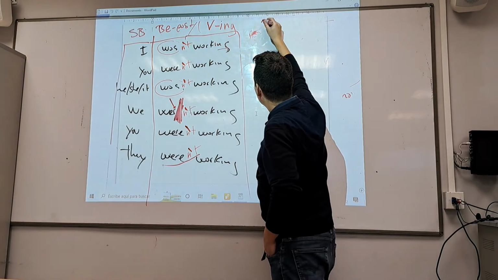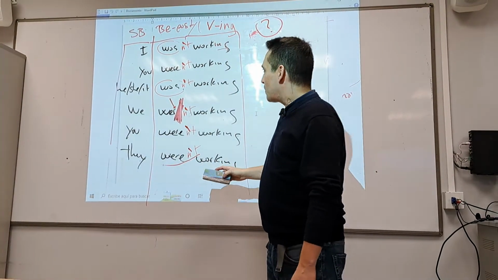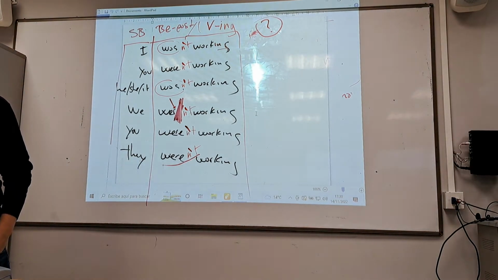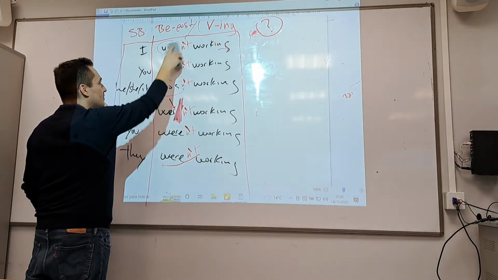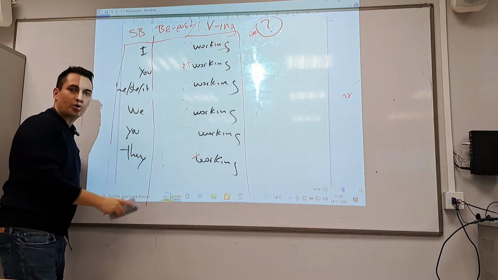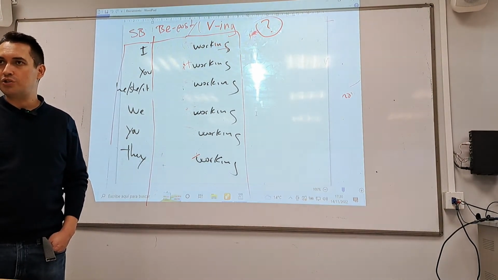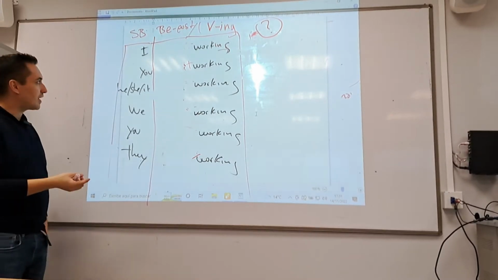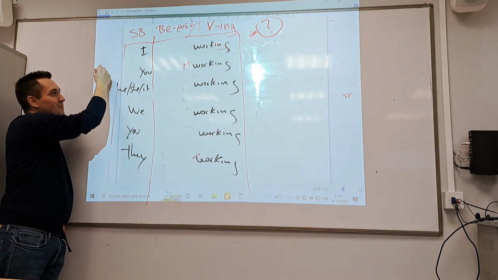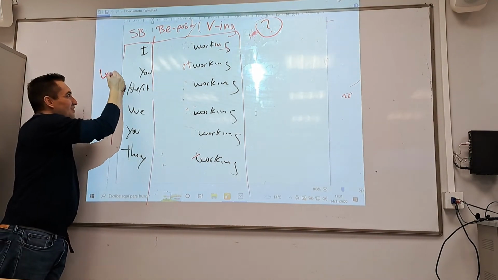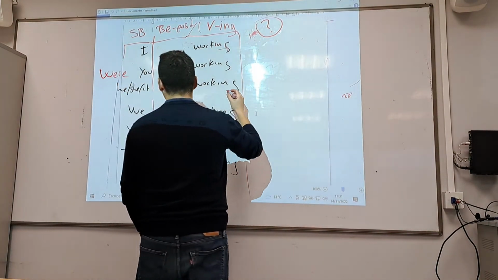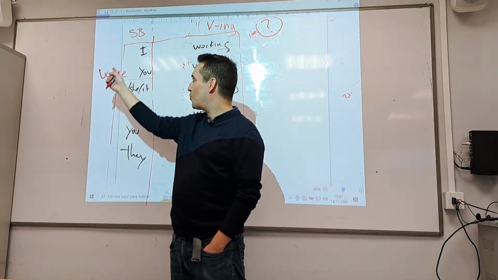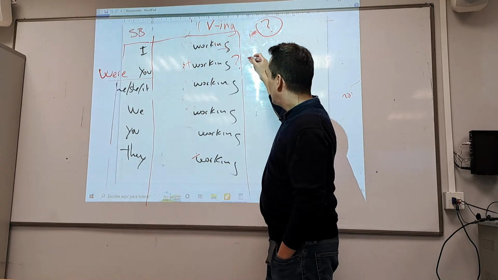How do I make it interrogative? Okay, let's do the second person first. Oye, perdona, ¿tú estabas trabajando? Were you working? Oye, pero estoy haciendo una pregunta. ¿No me hace falta el do you o el did you? No, porque es el to be, ¿no? Ah, es verdad. Que cuando entra to be en juego ya no hace falta auxiliar. Por lo tanto, oye, ¿tú estabas trabajando? Was or were? Were you working? ¿Estabas trabajando? Were you working? En otras ocasiones es did you. Ahora es were you. Yeah? Were you working? Ah, sí, lo estaba.